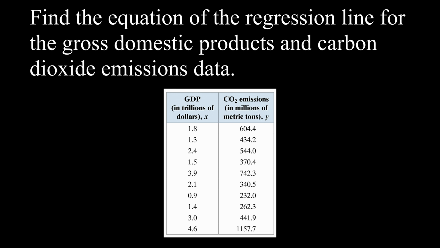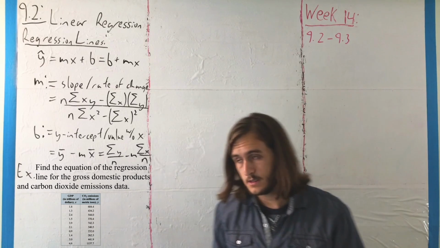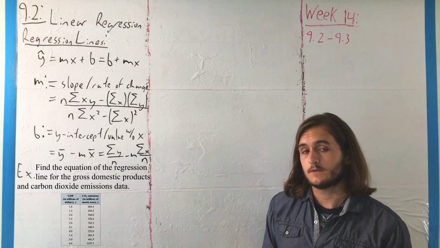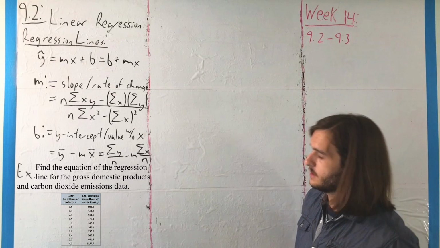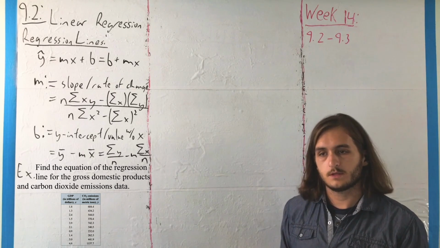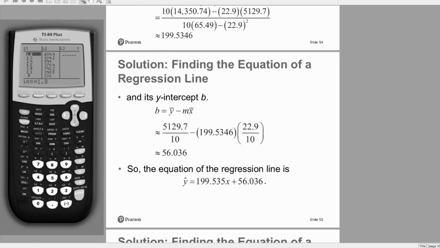So for our example here, we're going to return to the GDP data to find the equation of the regression line for the gross domestic product and CO2 emission data as before. Now, in this case, what we're going to start with is finding the pieces that we need. And generally, there are nice things in the calculator, just like before, for getting to the final answer. But I'm going to go through parts of the steps here, just so you have them for reference.